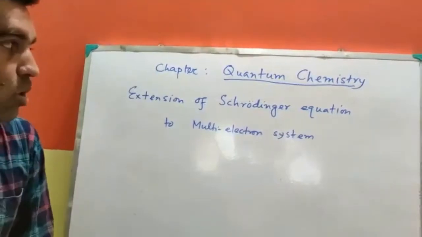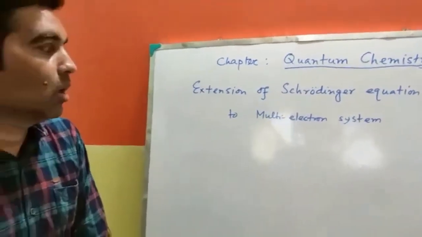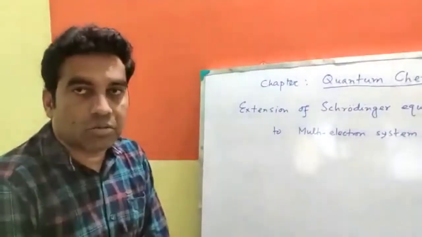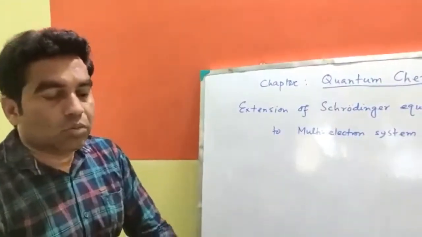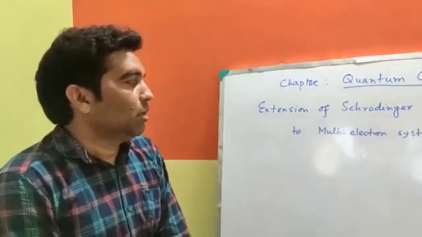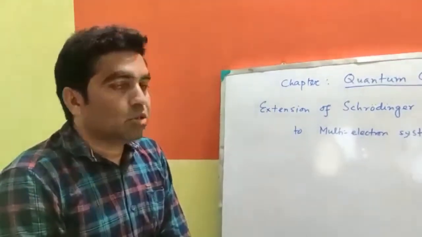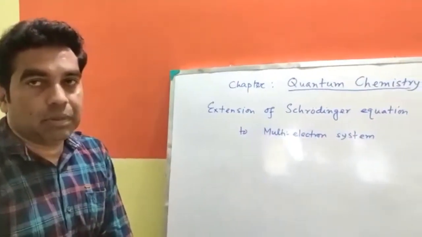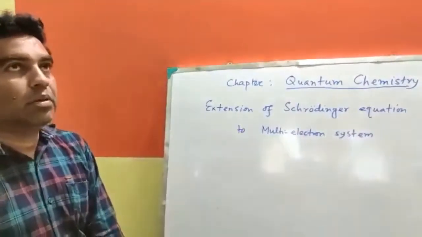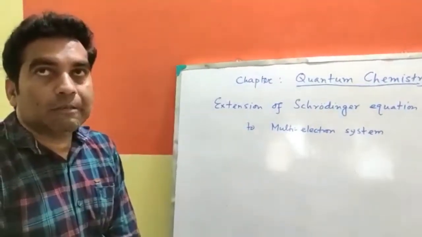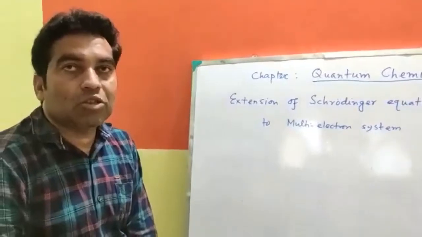This is part 2 of quantum chemistry. Now we will extend our discussion to multi-electron systems. What we basically want to do is apply the Schrodinger equation to multi-electron systems, because we know from the hydrogen atom problem that the system with one electron is exactly solvable.